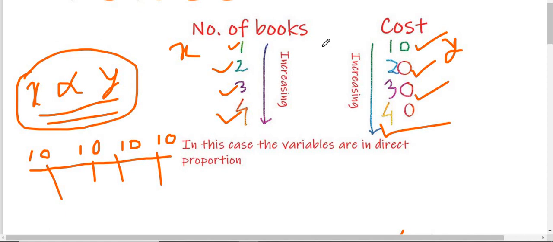But you can divide 1 by 10 also. In that case, constant of proportionality will be 1 by 10. It is up to you. You can divide 1 by 10 or 10 by 1. If you divide 1 by 10, then 2 by 20, 3 by 30, 4 by 40. Or if you divide 10 by 1, then 10 by 1, 20 by 2, 30 by 3, 40 by 4.